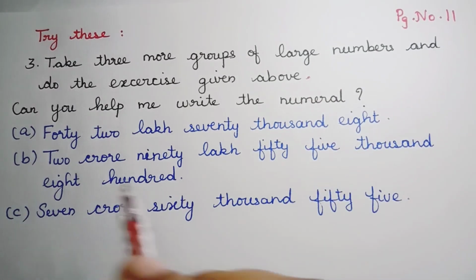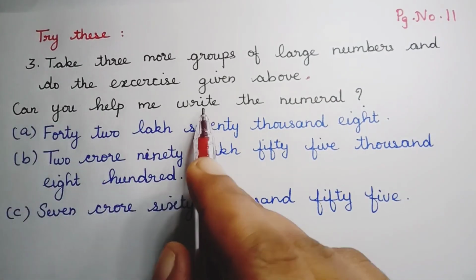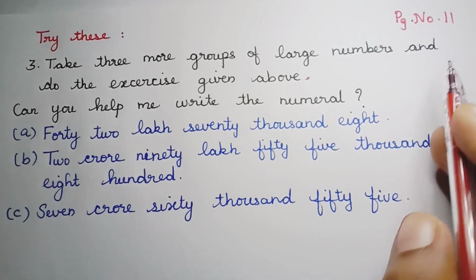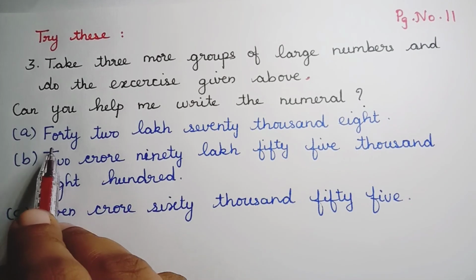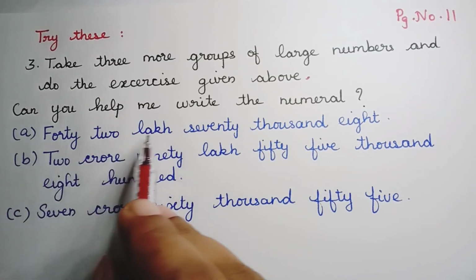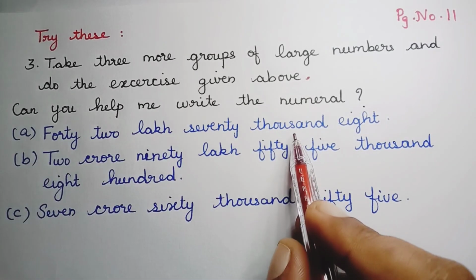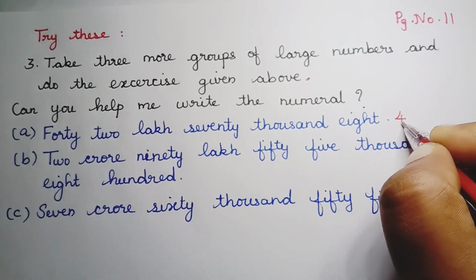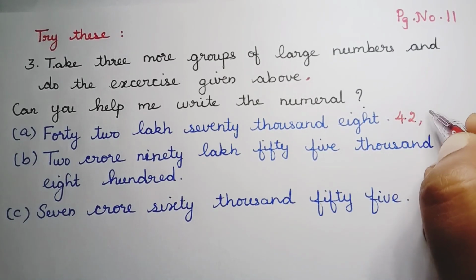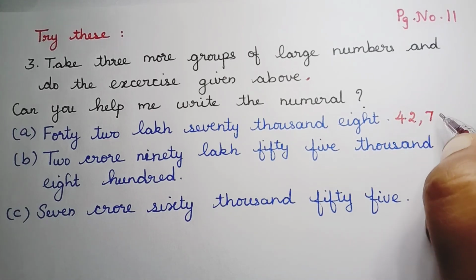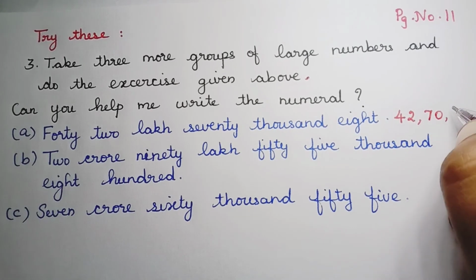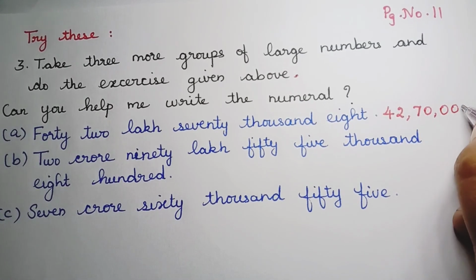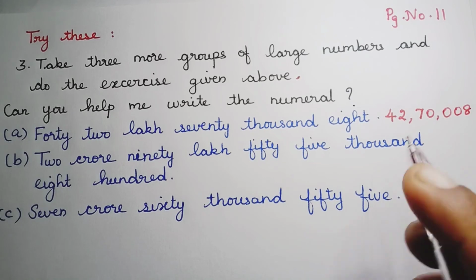Okay, so another next topic is, can you help me write the numeral? Okay, it is on page number 11. So try to solve along with me. So first question is 42 lakhs 70,008. So how can you write it? 42 lakhs 70,008. So hundreds, 0 tens, 8.